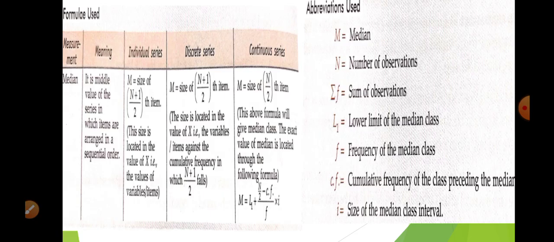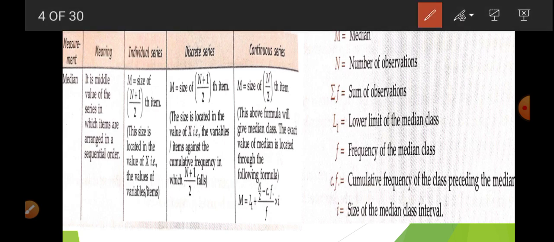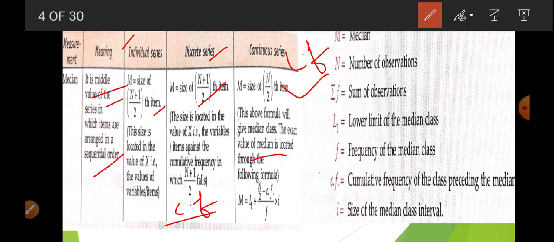Here is the total equation for your quick revision. So what is median? Median is a value of the series whose items are arranged in a sequenced order. In individual series we use (n plus 1) upon 2. In discrete series also we use this equation, but first of all we calculate cumulative frequency. In continuous series first of all we calculate cumulative frequency. After that we use n upon 2, and for getting the exact value we use this equation.